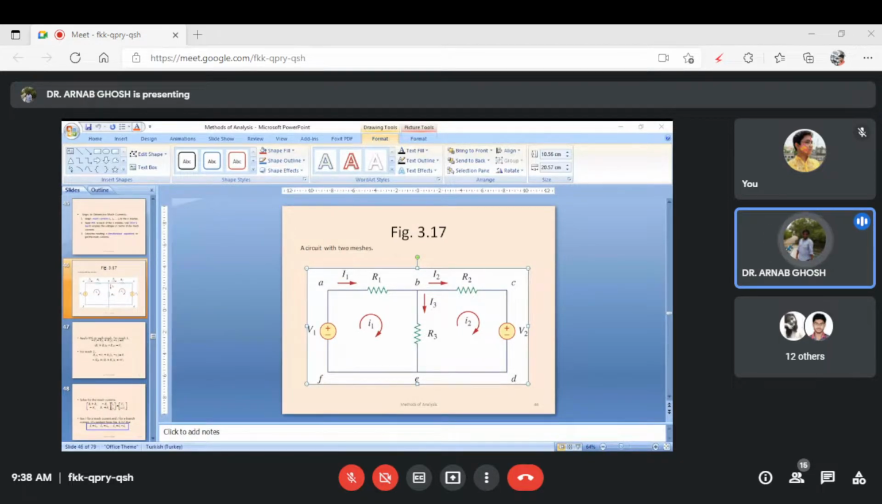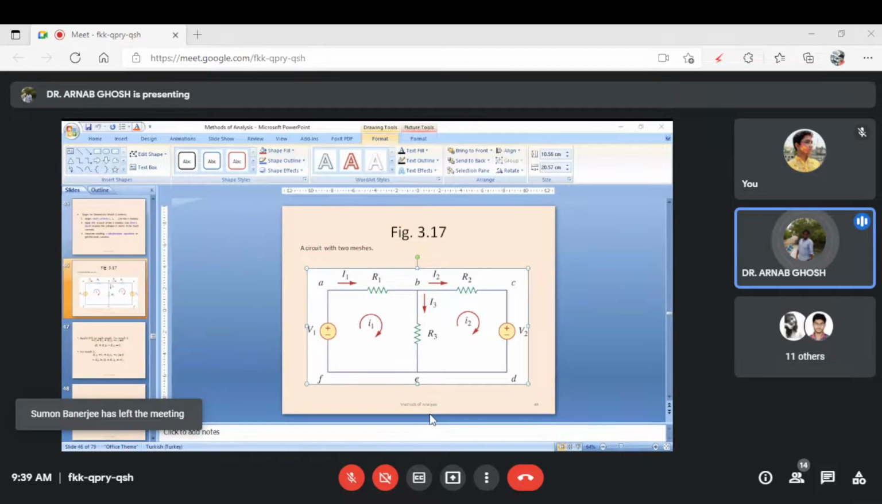The current flowing through R3, I1 is flowing in this direction, and I2 in the reverse direction. Am I right? I2 will be flowing in this direction, I1 will be flowing in the downward direction. So therefore the total current through R3 is I1 minus I2. So the current through R1 is small I1, the current through R3 is small I1 minus small I2, and the current through R2 is small I2.